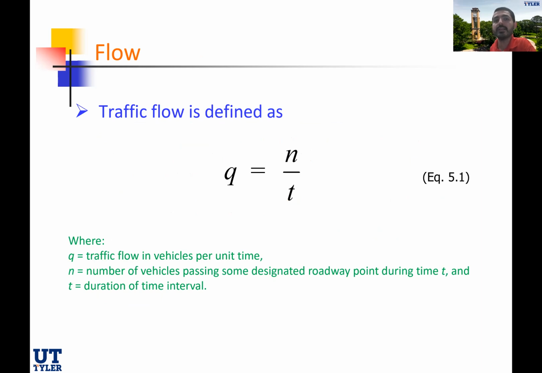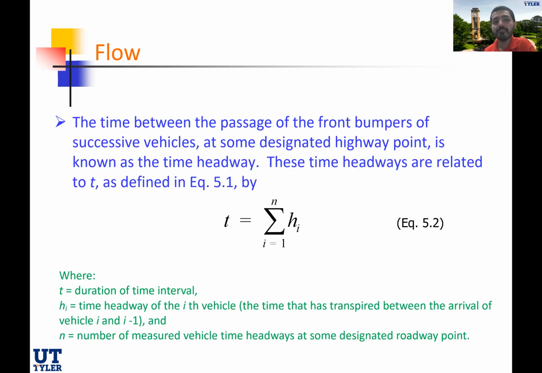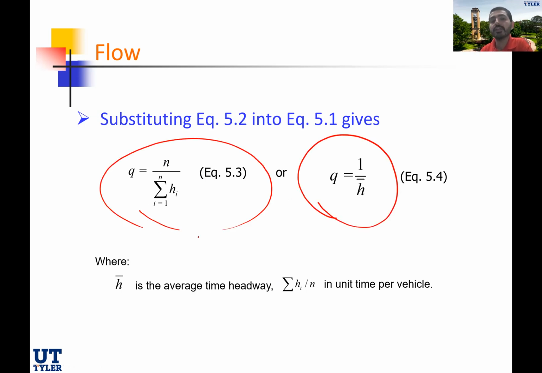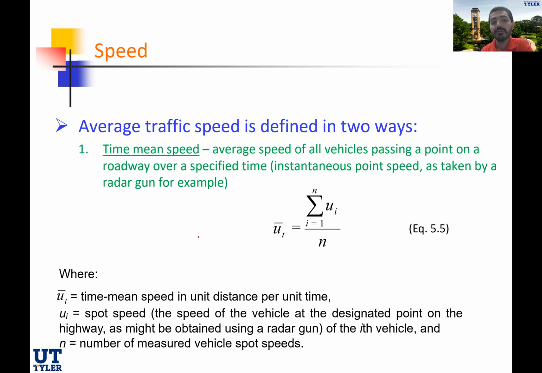The flow is basically the number of vehicles over a certain period of time. So that equation in particular will not be provided in the exam. But the derivation all the way to reaching equations like this here will be provided. So the Q, the flow, is basically the reciprocal of the average headway.